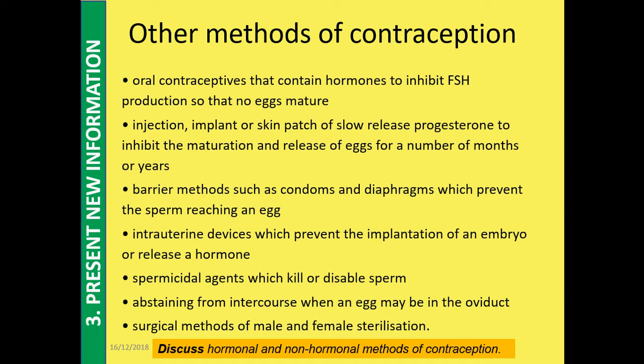So the oral contraception, we've already talked about, which is using the estrogen and the progesterone to stop. We've got the fancy word there, inhibit. Inhibit just means stop FSH so that no eggs mature. And the thing with the contraceptive pill is that it has to be taken at the same time each day to make it effective.